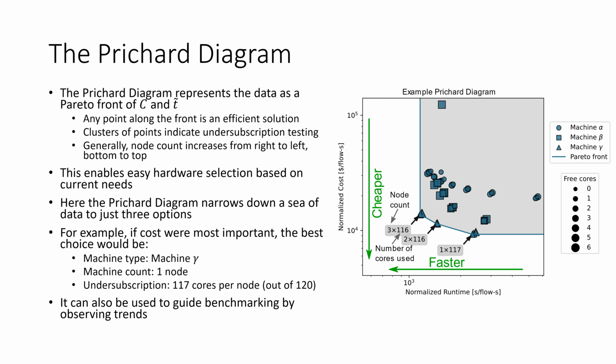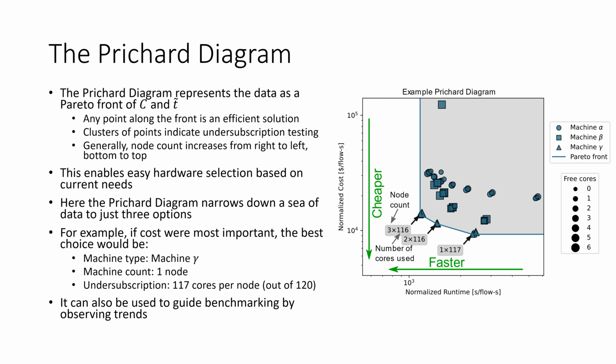Generally on this plot, node count is increasing from right to left and bottom to top. So you can see it labeled on that Pareto front, where the furthest right is one node, the next one over is two nodes, and the final one is three. The points behind the front aren't labeled, but we aren't too worried about those because they're just objectively bad. There's no reason you would want to choose one of those.